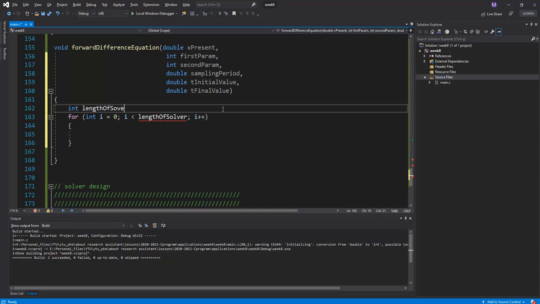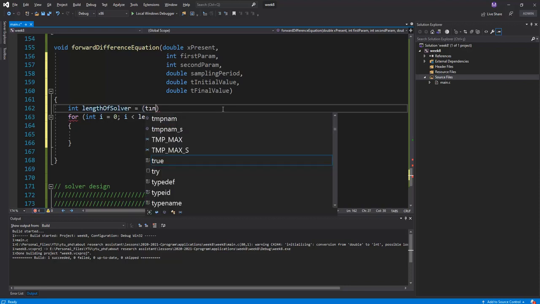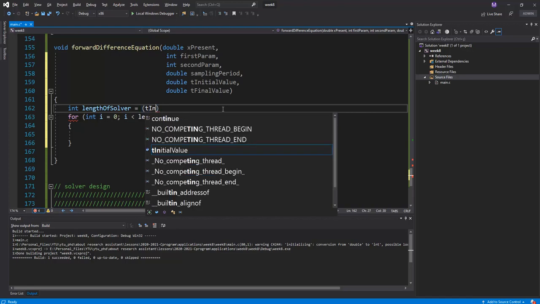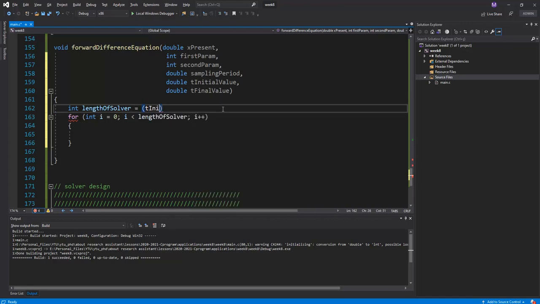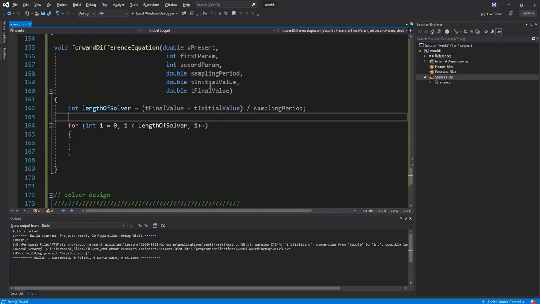And so the length of the solver should be calculated by what? T final value minus T initial value, divided by the sampling period in here. Because the programmer gives us the sampling period, T initial value and T final value.